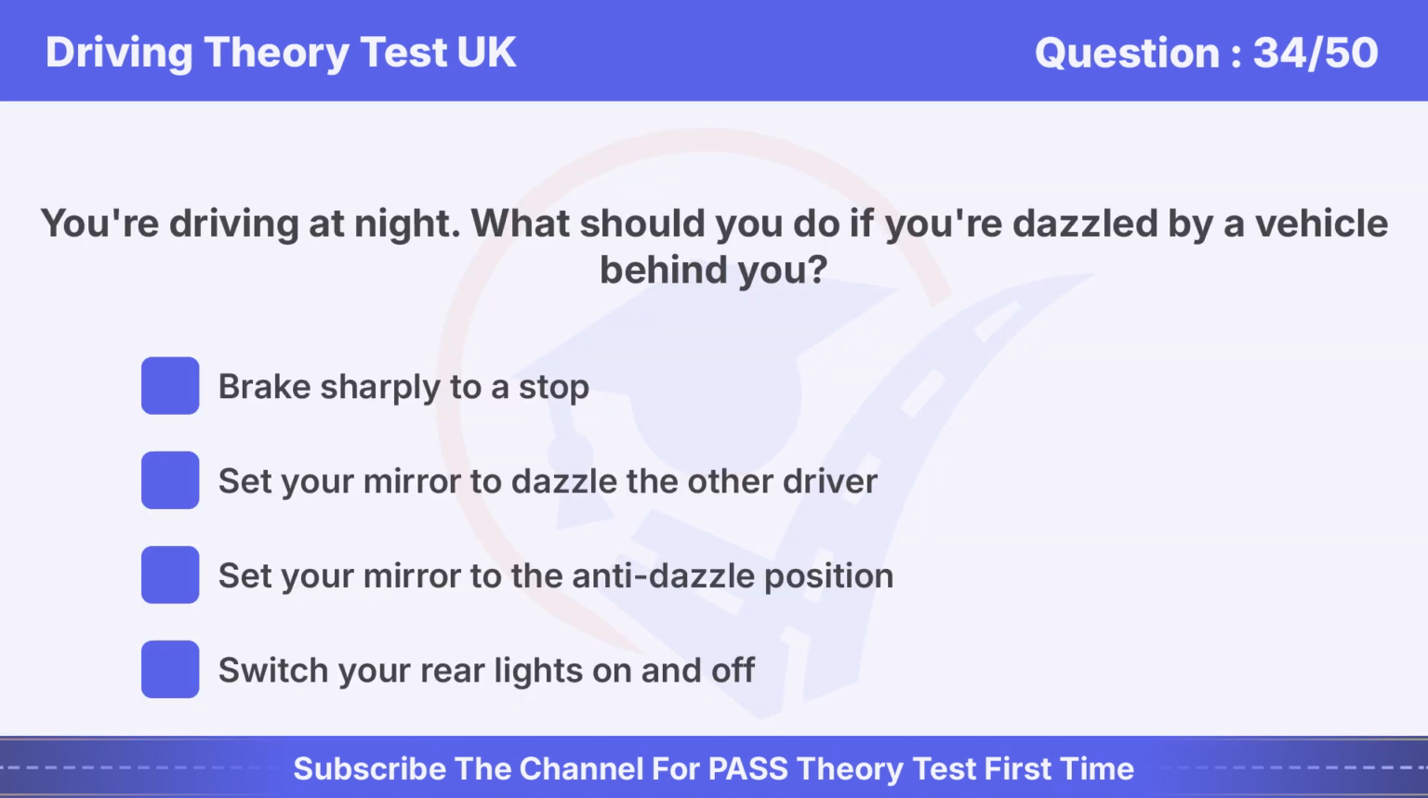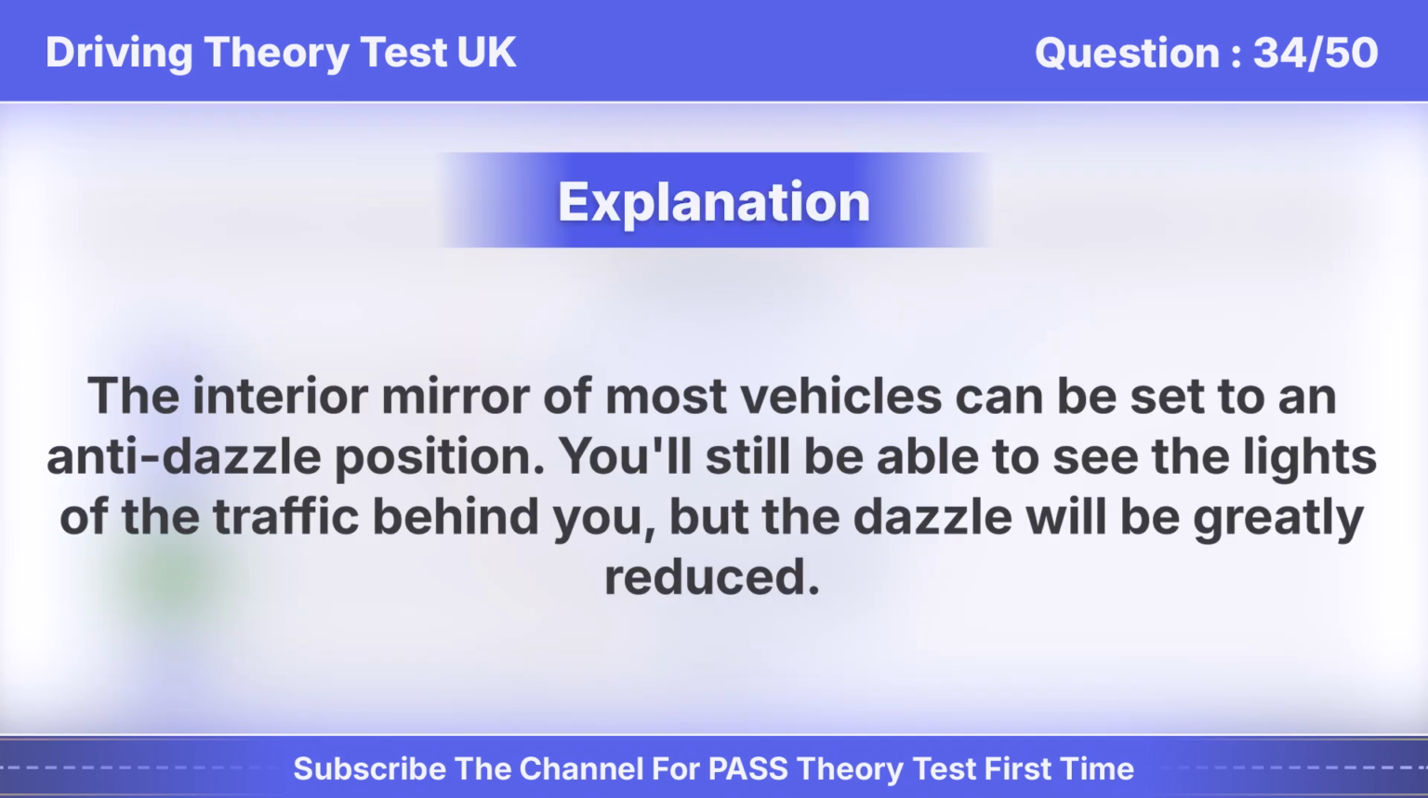Question 34. You're driving at night. What should you do if you're dazzled by a vehicle behind you? Answer is C. Set your mirror to the anti-dazzle position. The interior mirror of most vehicles can be set to an anti-dazzle position. You'll still be able to see the lights of the traffic behind you, but the dazzle will be greatly reduced.